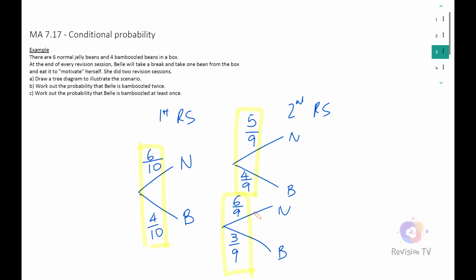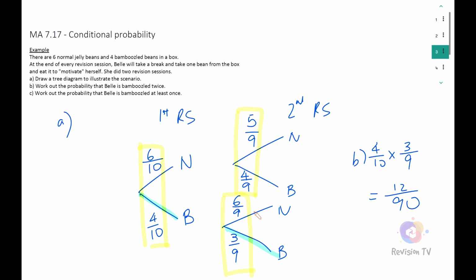So that's part A. Part B, work out the probability that Belle is bamboozled twice. Bamboozled twice, so we go through the bamboozled route, bamboozled. We multiply the fraction probabilities across the lines. So 4 over 10 times 3 over 9. We can use a calculator or not. So 4 times 3 is 12 over 90.